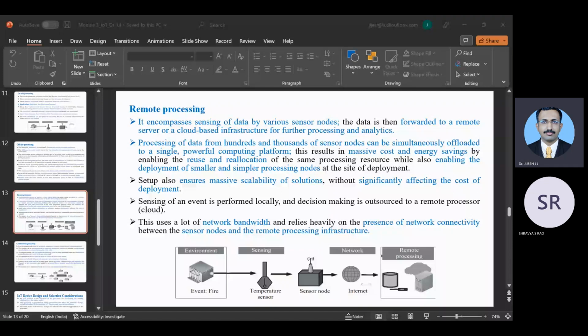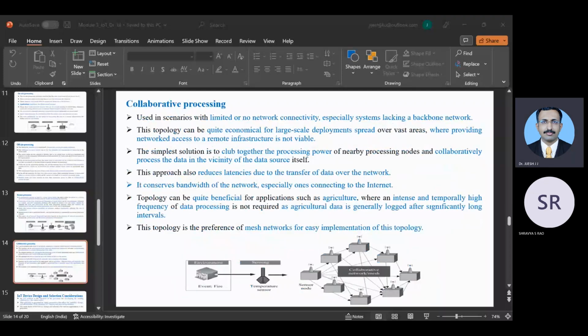So that's what we'll see next: collaborative processing. What do you mean by collaborative processing? We have studied on-site, off-site, and remote processing. So what is collaborative processing? It is used in scenarios where there is limited or no network connectivity, especially systems lacking backbone networks.